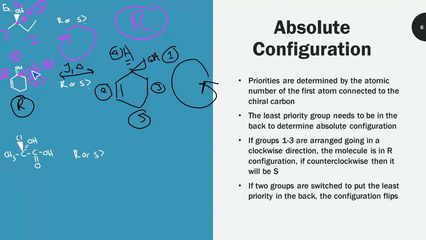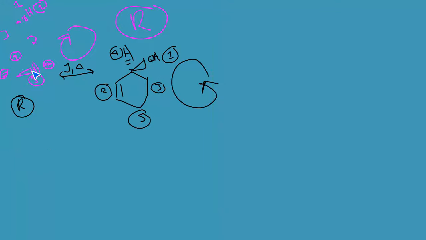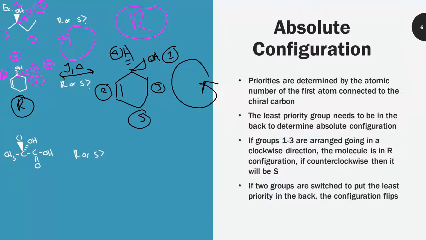Because the least priority group is not in the back, you cannot tell. So if I try to do this here, I have 1, 2, 3, and then I'm going this way, right? If I try to do 1, 2, 3 this way, then it would tell me that it's S, right? And it's not S, it's R. So it doesn't work unless your least priority group is in the back.